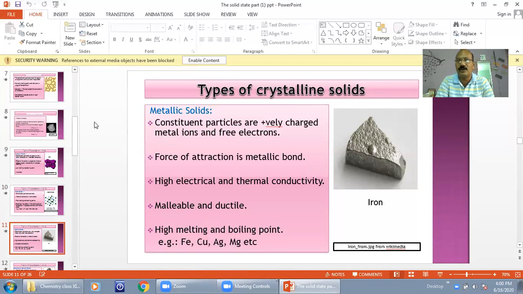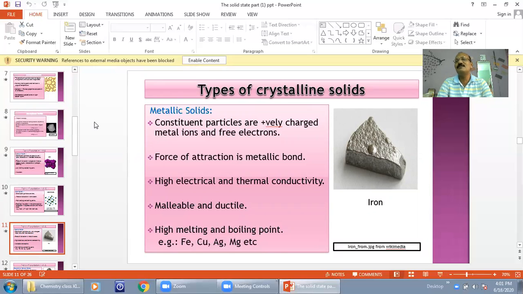Then the third type is metallic solids. In metallic solids, the constituent particles are positively charged metal ions and free electrons. When iron gets heated, it can lose 2 electrons, or sometimes 3 electrons. The atomic number of iron is 26. So the constituent particles of iron are positively charged ions as well as free electrons. Hence iron, copper, silver, magnesium, gold are called metallic solids.